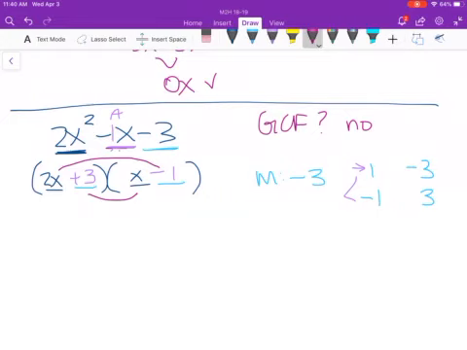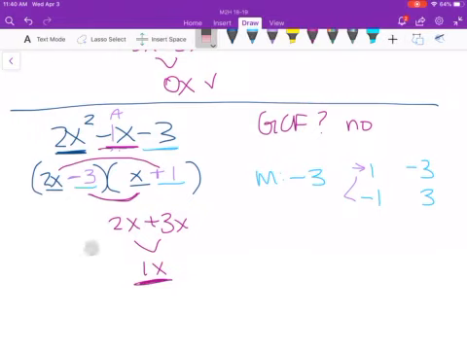Whoops. So here we go. You multiply 2x and negative 1, so you'll get negative 2x. 3 times x is positive 3x. When you combine those, you get a positive 1x. So looking there, you're really close, but you want a negative 1x, which means you're going to have to flip the signs. Instead of having a positive 3, you'll have a negative 3. Instead of a negative 1, you'll have a positive 1.